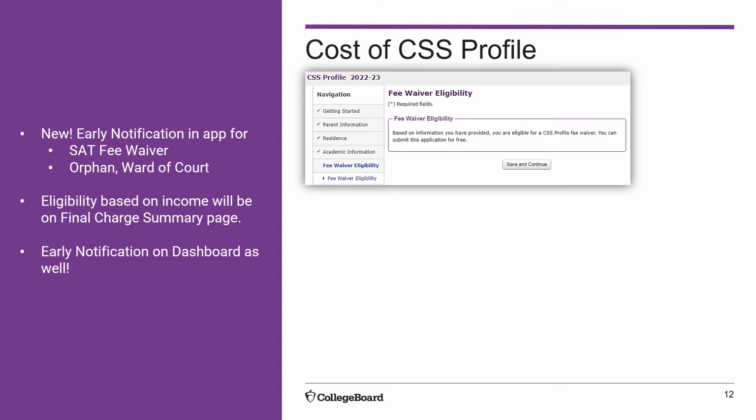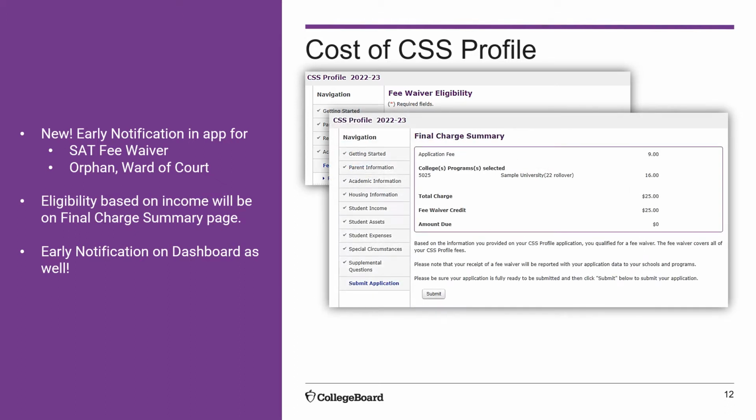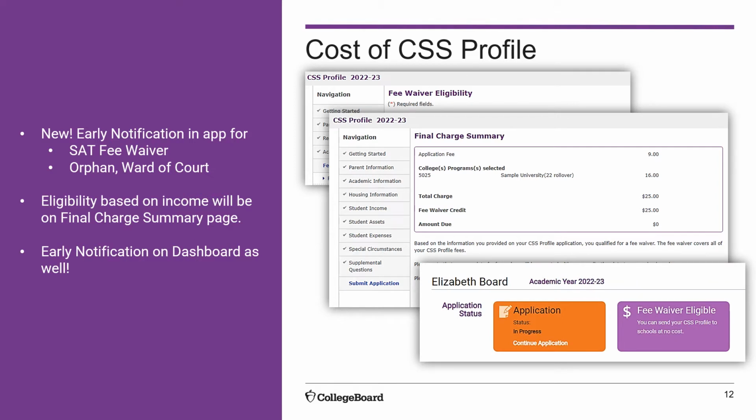For 22-23, we are adding new notifications within the application to notify you as early as possible of your eligibility to submit the CSS Profile for free. If you qualify based on receiving an SAT fee waiver, or if you are an orphan or ward of the court, you will be notified after the academic information section. For those that qualify solely based on income, you will still be notified at the final charge summary screen, as seen here. Additionally, as soon as your eligibility is determined, we will update your CSS Profile dashboard with that information, as seen here.